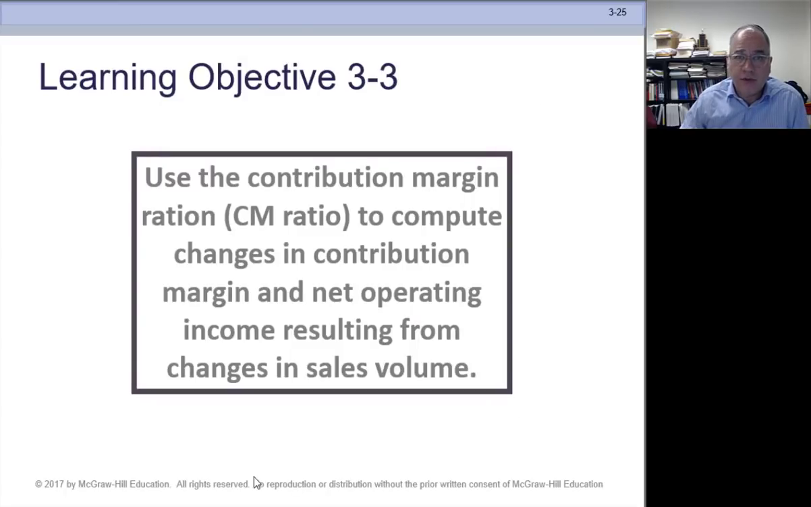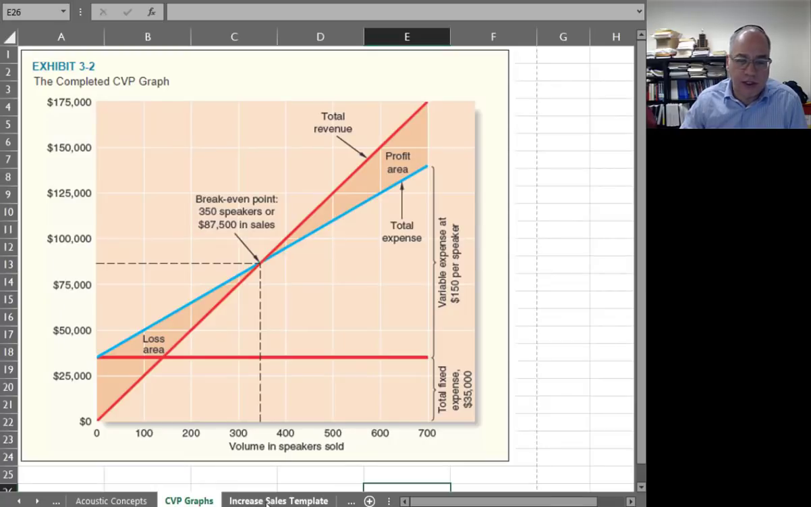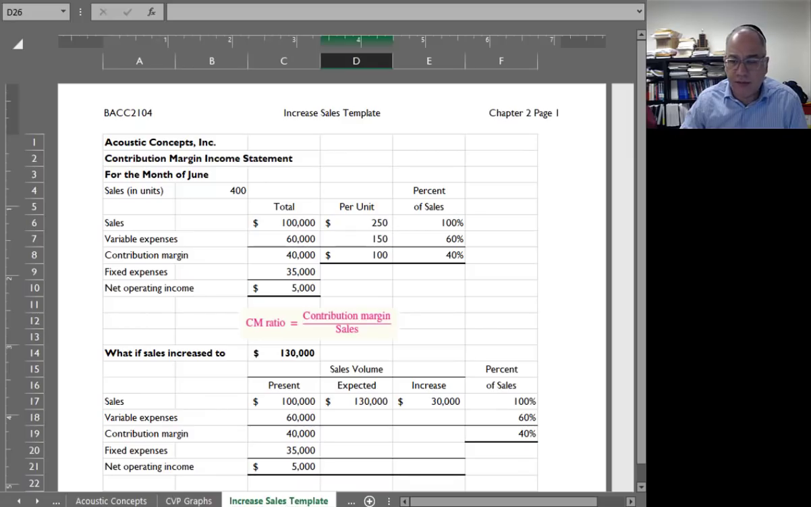Learning objective 3-3. Use the contribution margin ratio to compute changes in contribution margin and net operating income resulting from changes in sales volume. So let's go to our Excel spreadsheet again and go to the increase sales template.